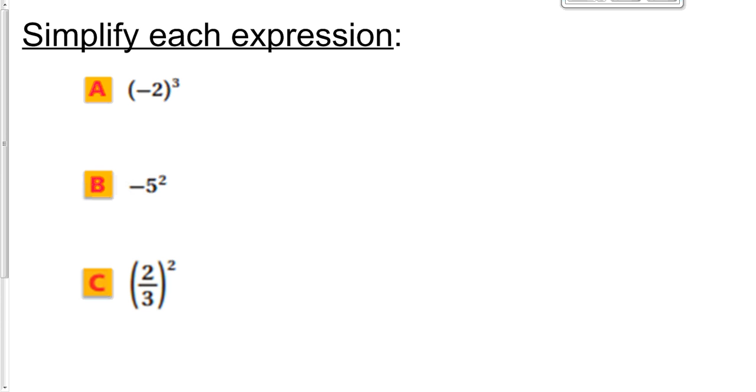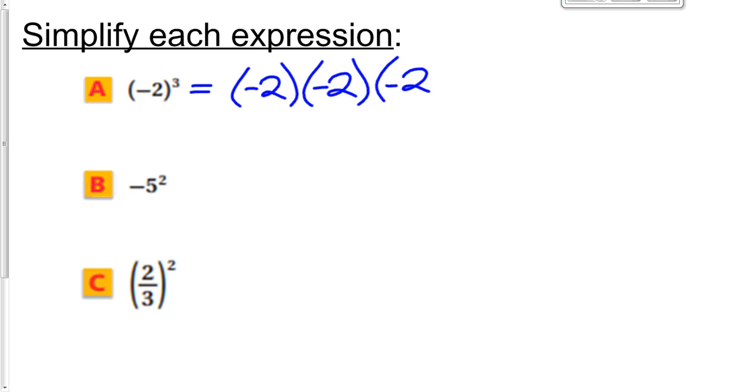Remember, we haven't talked about negative exponents yet, but we'll get there. So you can do this and think about it. Use your rule, basically. So 2 to the third power is 2 times 2 times 2. So what's negative 2 to the third power? Well, that's going to be negative 2 times negative 2 times negative 2.